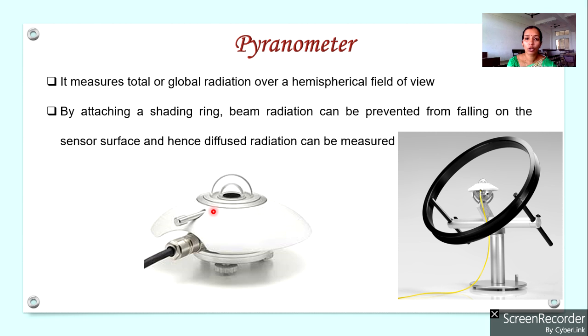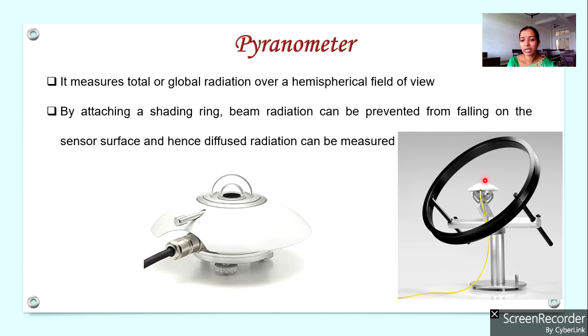We know that global radiation equals direct or beam radiation plus diffused radiation. If we prevent direct radiation, then we can measure diffused radiation only. So direct radiation from the sun can be prevented from falling over this instrument by providing a shading ring like this. This shading ring is movable. So as the sun moves along the sky, we can also move this shading ring in such a way as to prevent the direct radiation.